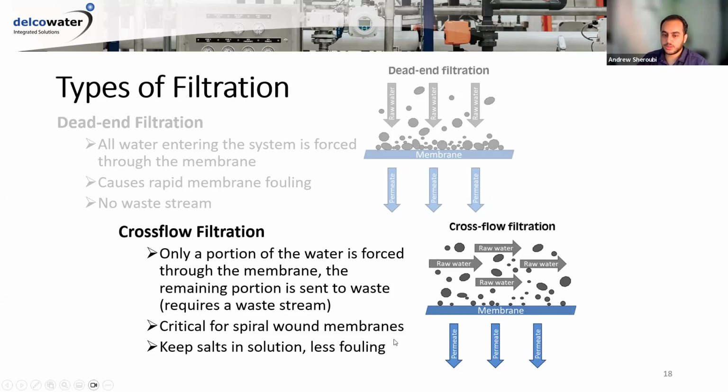The advantage of this is that you don't have as much fouling, and you have a shearing force that happens as the water flows over the membrane. It cleans itself. But the problem is that with this, you get a continuous waste stream, because at the end of the day, not all of the water that keeps flowing through gets removed. So there is a continuous waste stream in this type of technology. And this is how spiral wound membranes work. And they keep salts in solution instead of pulling them out, so you have less fouling on the surface of the membrane.